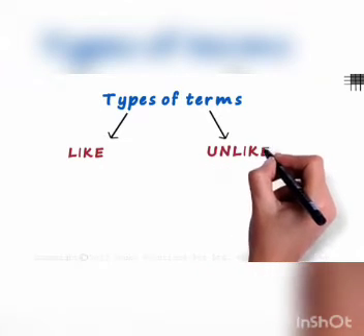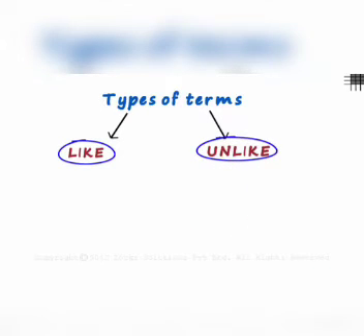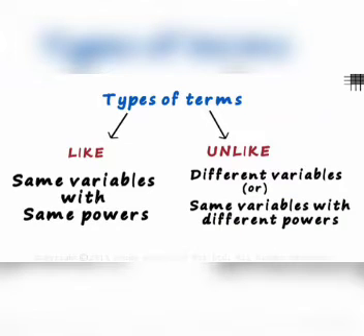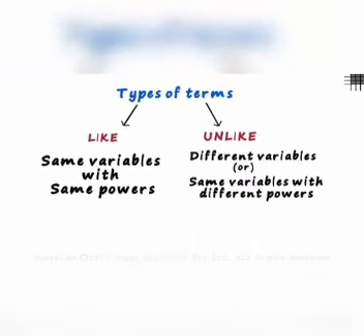There are two kinds of terms, like terms and unlike terms. What is the difference between them? Two terms are like if they have the same variables with the same powers. Don't worry, we will understand this with examples. When are they unlike then? Two terms are unlike if they have different variables or same variables with different powers. Let's zoom out and understand a couple of examples.